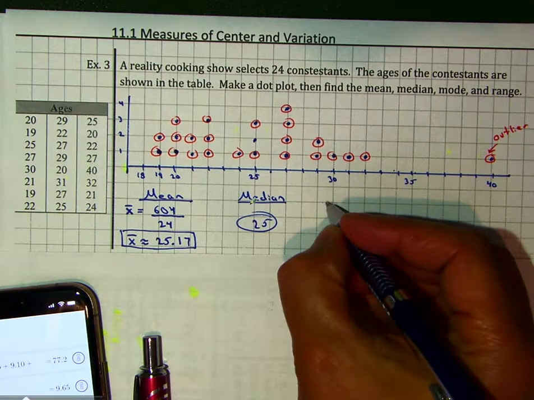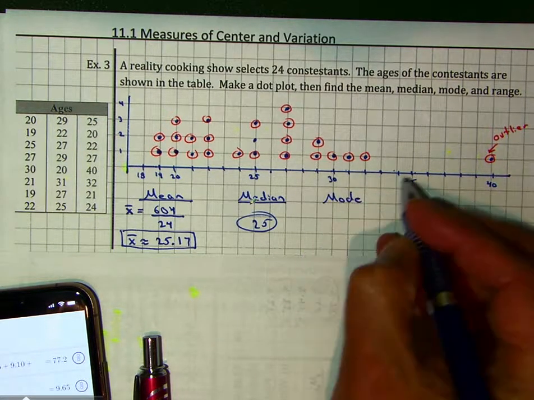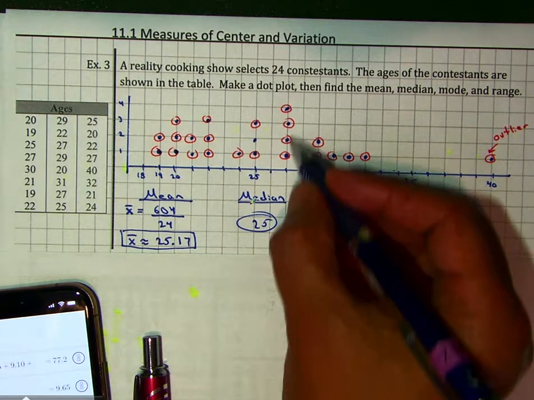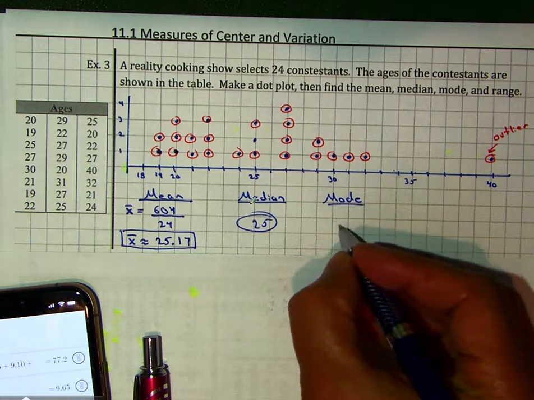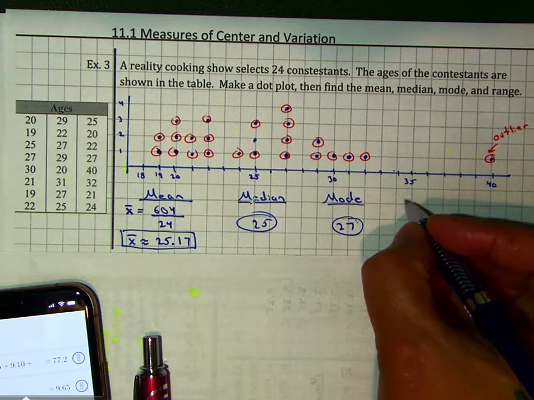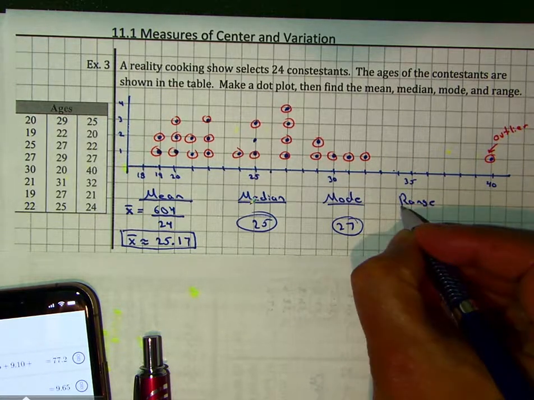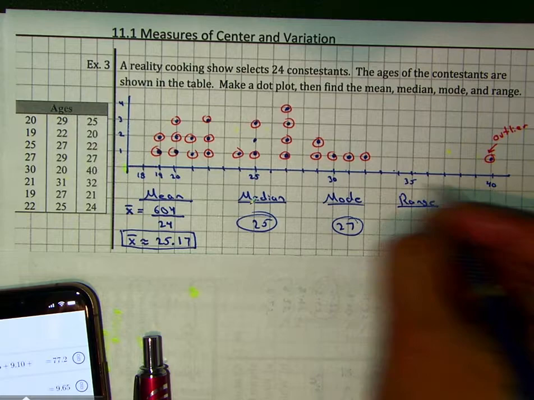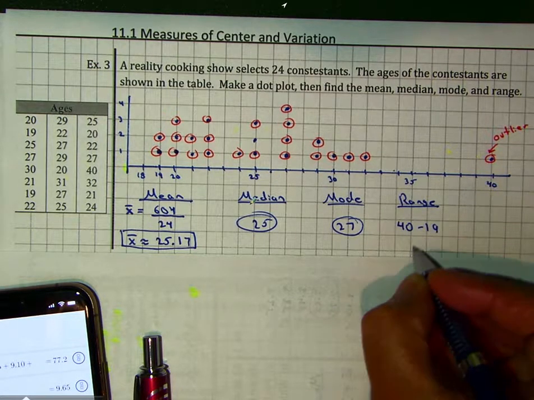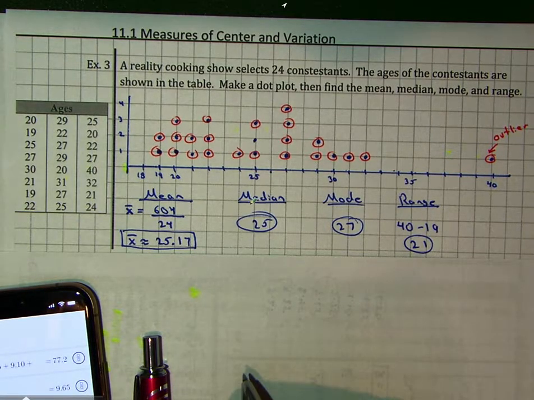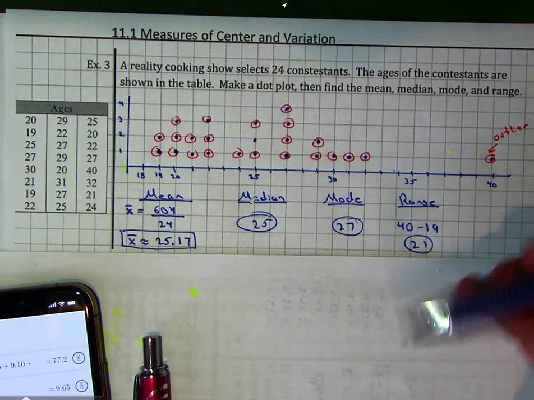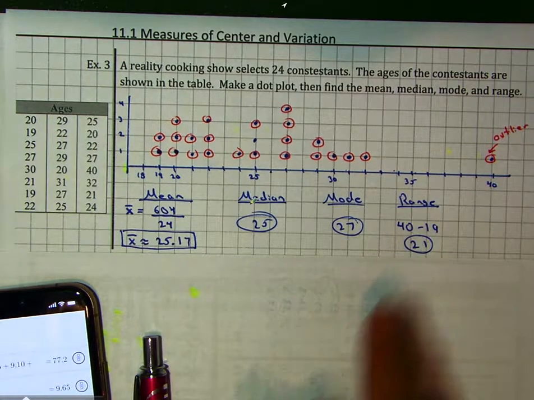And the mode is the one that repeats the most. Now once you have a dot plot, we can see the one that repeats the most is 27. Now the range is the largest one minus the smallest one. So therefore it will be 40 minus 19, which is 21. So the dot plots are very useful to be able to organize the data, but also to be able to find this information a little faster.